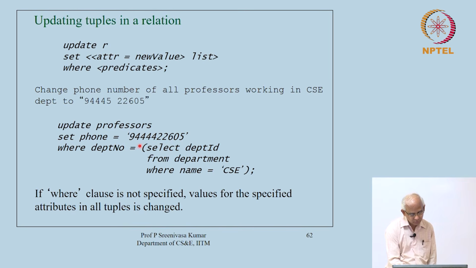Is that a valid phone number at all? Okay, it looks like that. Of course, if the where clause is not specified, then it is dangerous, because all tuples will be changed. So, one has to be careful about it. So, this is how updates happen. Here I gave one attribute and one value. You can actually also give a list of such pairs.